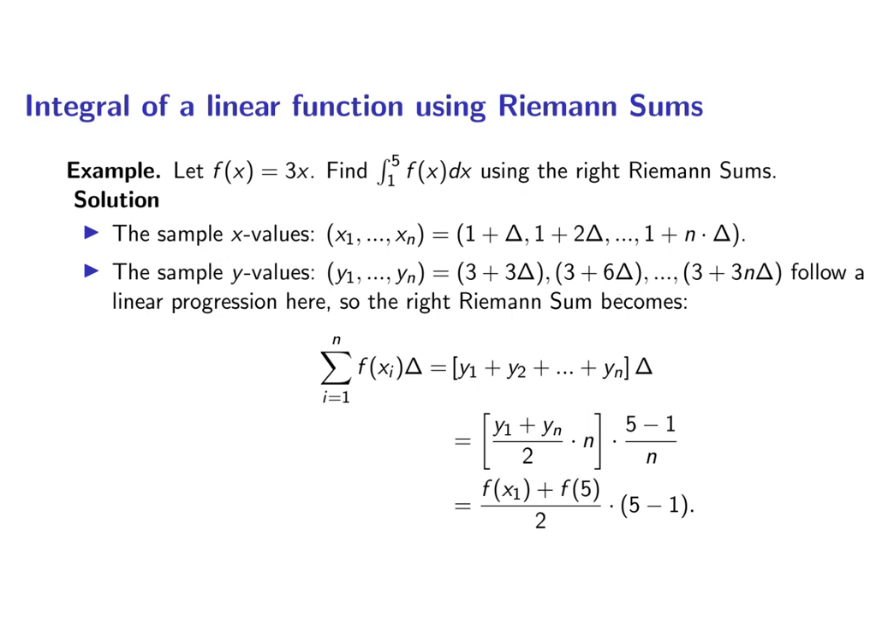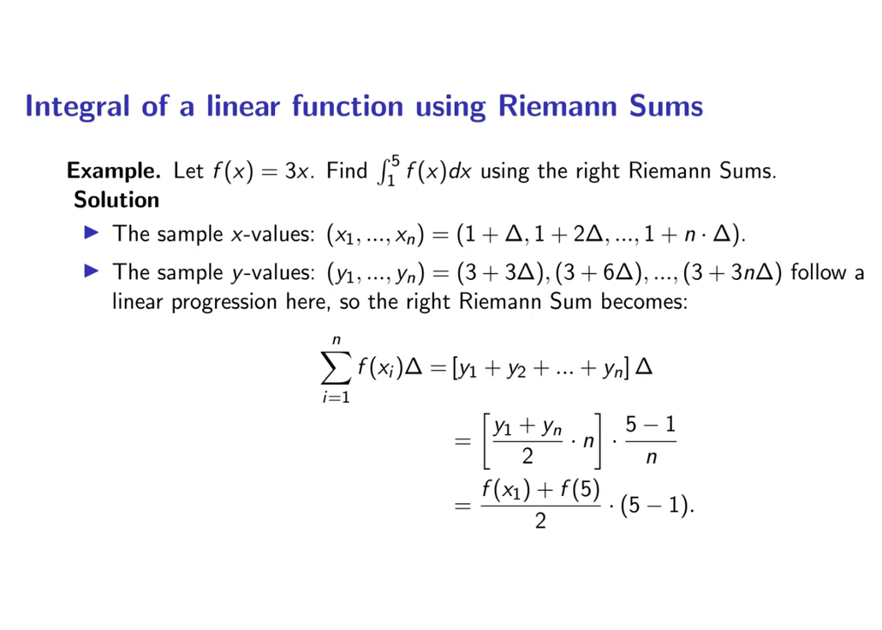the y value increases by the same amount. In this case, it increases by 3 delta. Okay, so to get from the first y value to the second y value, you add 3 delta to the first y value. Then to get the third sample y value, you add 3 delta again, and so on.